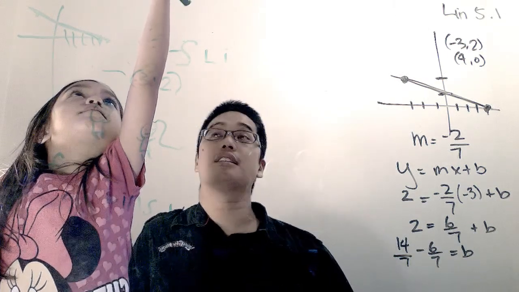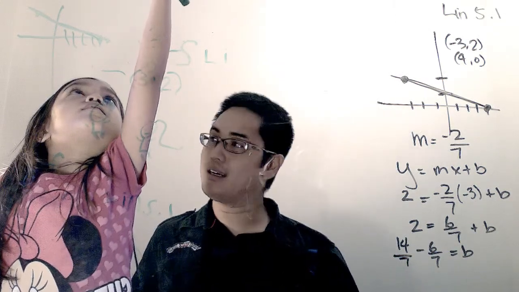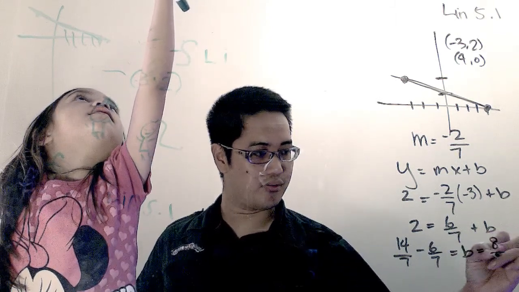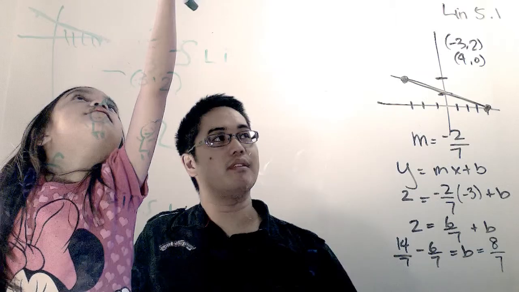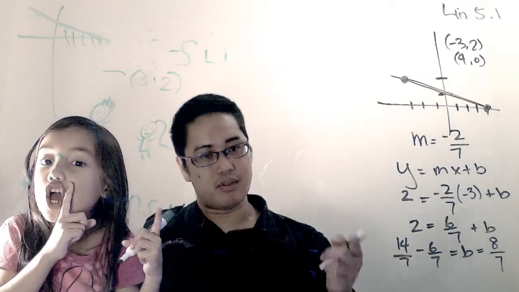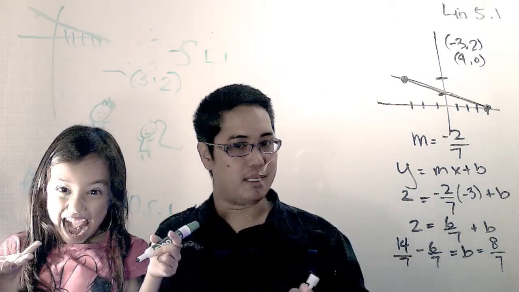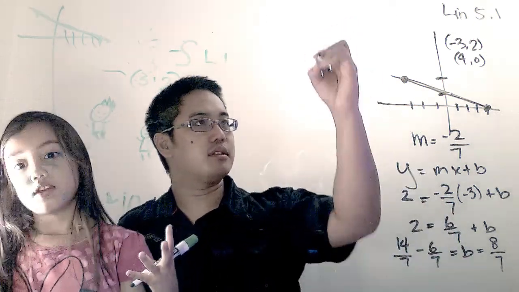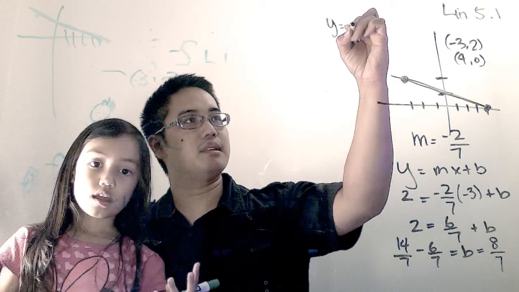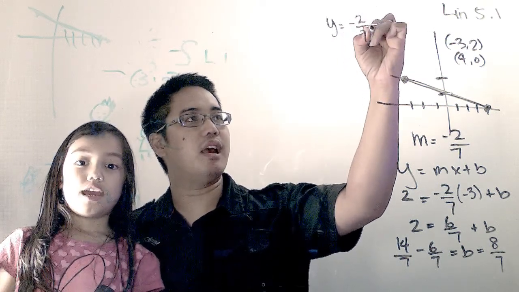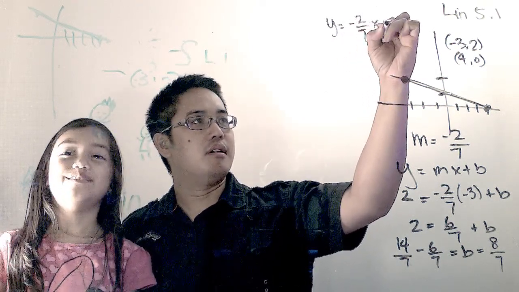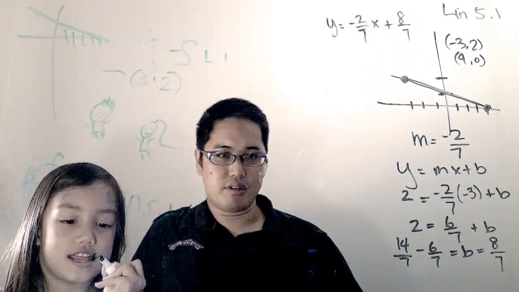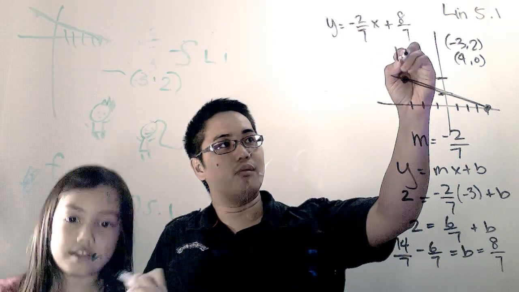Then 14 minus 6 is 8. Is 8? Yeah. Okay, good. That's equal to 8/7. My b is 8/7. So if I wanted to give you the equation of this line, I've now figured out what b is, and I figured out what m is. So my y equals mx plus b is simply y equals -2/7 x plus 8/7. 8/7, if you were to plug that into your calculator, you would get 1.14.